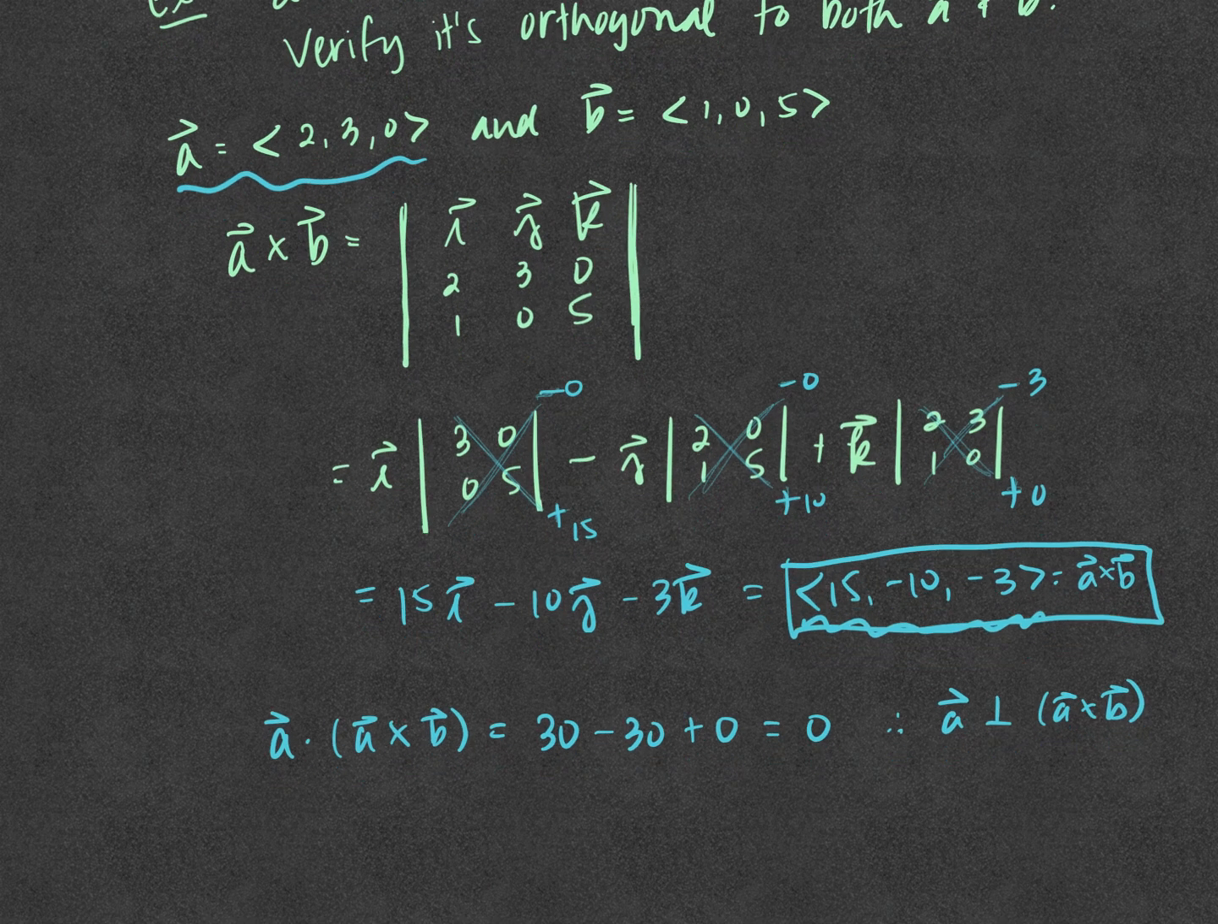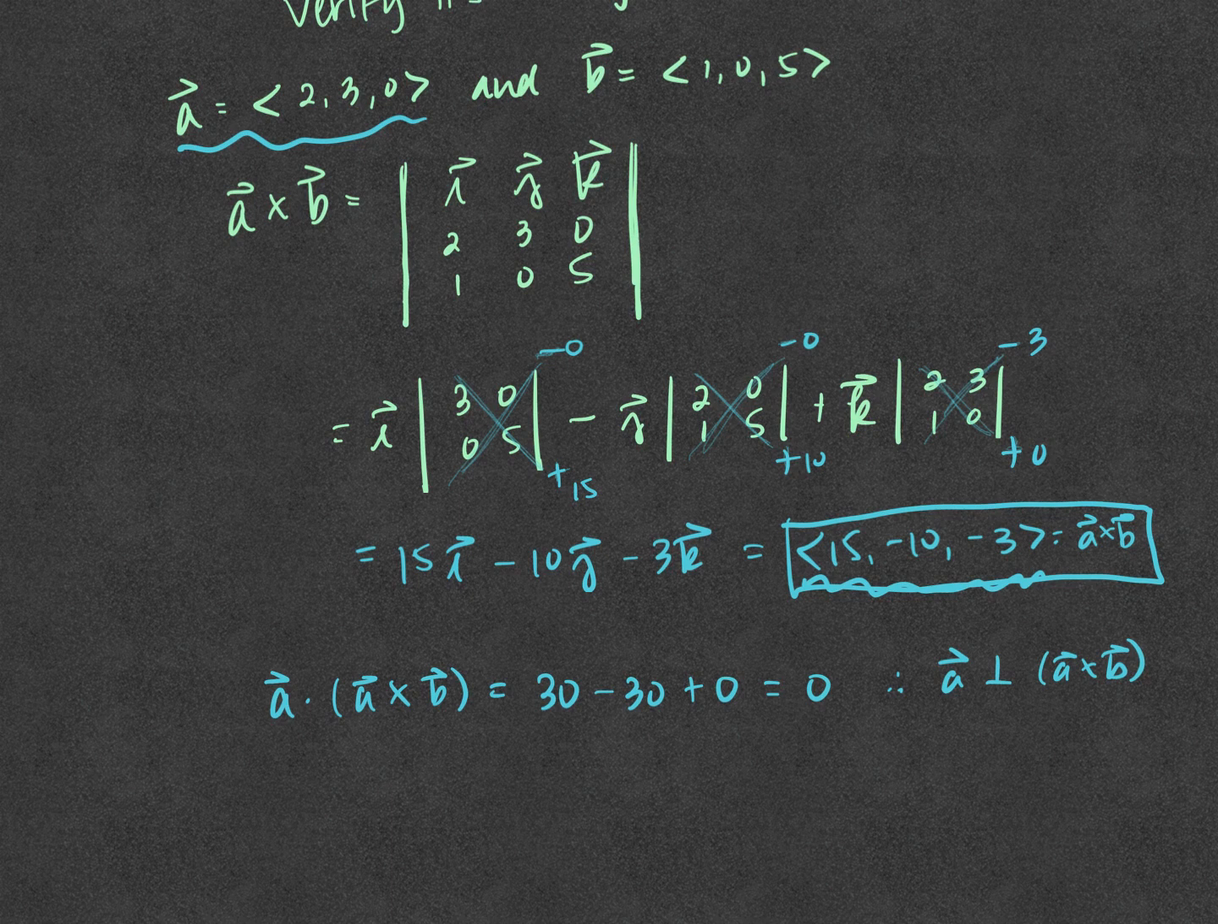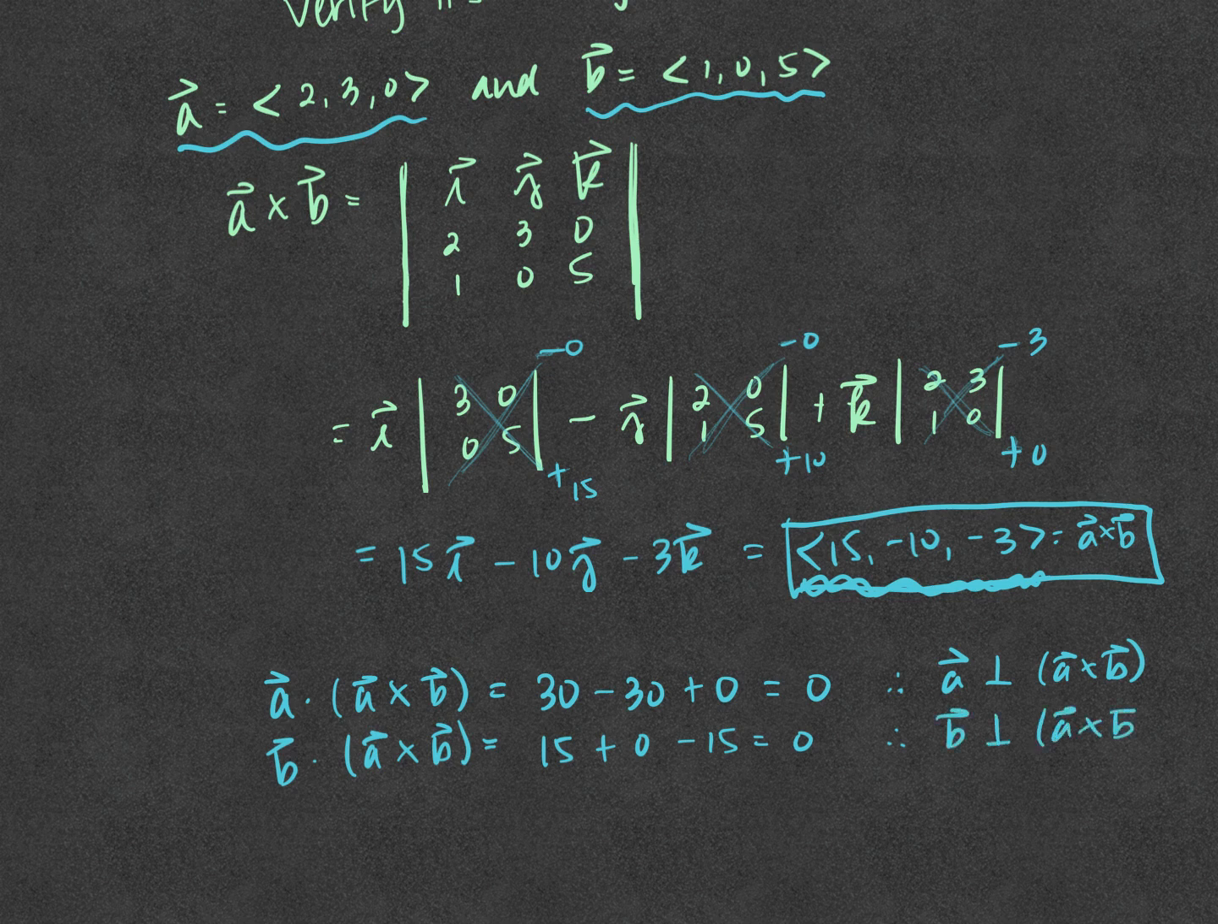And now we have to check it for B. Let's see if we can do this without losing it. So we have B dot A cross B. Remember that the dot product is commutative, so you could do them in any order. So we're going to pick up these two. So we have 1 times 15 is 15, and 0 times anything is 0, and 5 times negative 3 is negative 15. Therefore, B is perpendicular to vectors A cross B.